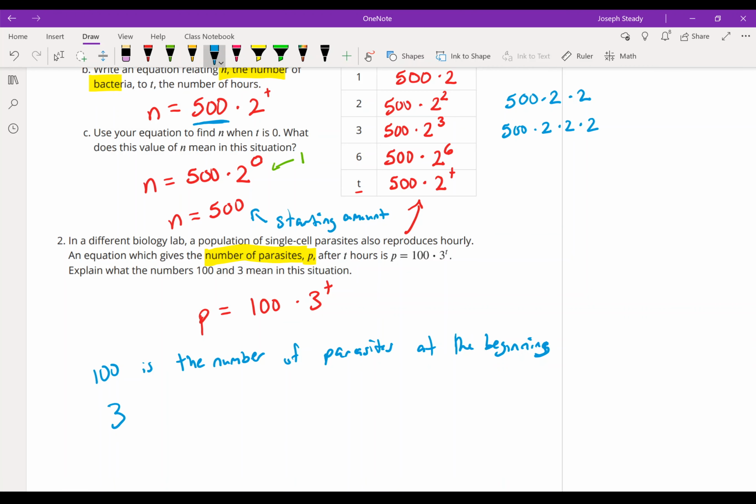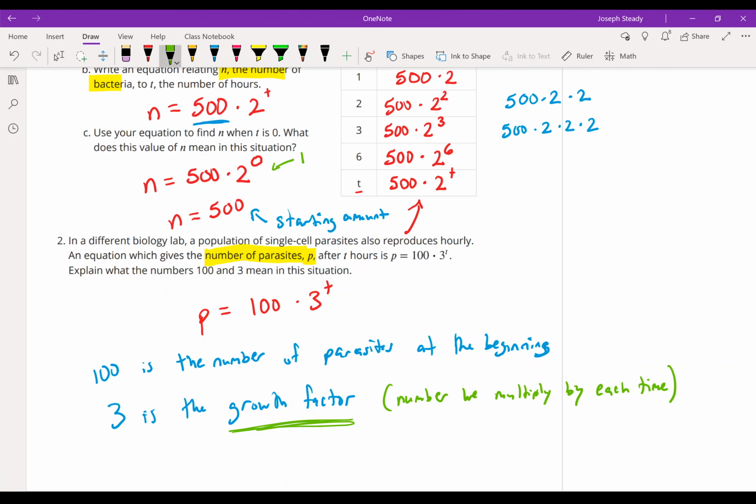And the 3 is the growth factor. Now this might be a new-ish vocab word, but we just said earlier in class that factor is the thing we are multiplying by, right? The number that we multiply by each time. And that's exactly what a growth factor is. It's, hey, I know this population is growing, but by what factor? Well, it's growing with a growth factor of 3, means I multiplied by 3 each time.